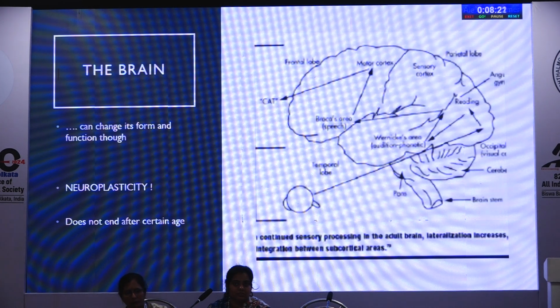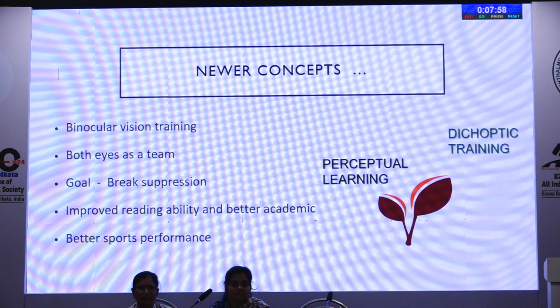It does not end after a certain age. So how did these therapies come? They were all promoted initially as adult amblyopia therapies, where there has been an injury to the good eye. The people who are amblyopic are very prone to injuries, especially in the good eye, because of poor vision. And when that happens, there have been some reports of how the vision in the amblyopic eye does improve even in adults. So that's how the neuroplasticity studies came into play.